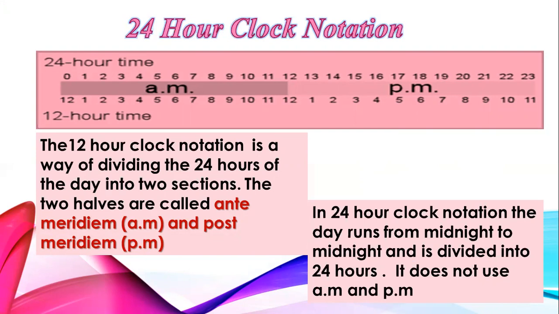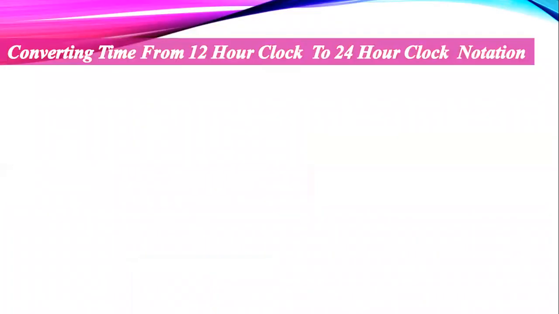We know there are 24 hours in a day. So we divide the day into two parts of 12 each. And we identify the part of the day by two abbreviations, AM and PM. Where AM stands for antemeridiem, meaning before midday, and PM stands for postmeridiem, meaning after midday. Moving on to the next slide.